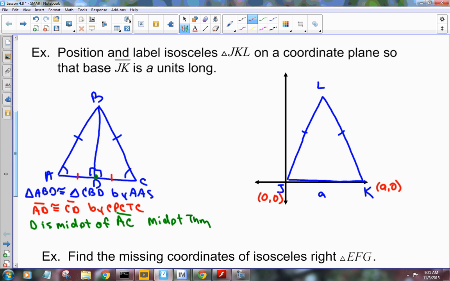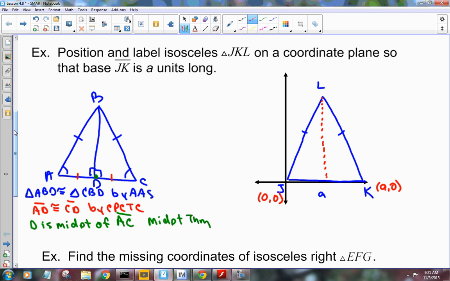Okay, now here's the tricky part. When you find coordinates, the lines you use are always vertical and horizontal, right? So you go over horizontally and then up vertically, right? So if I were to drop this height, I would have to go over and then up to get to L, right?